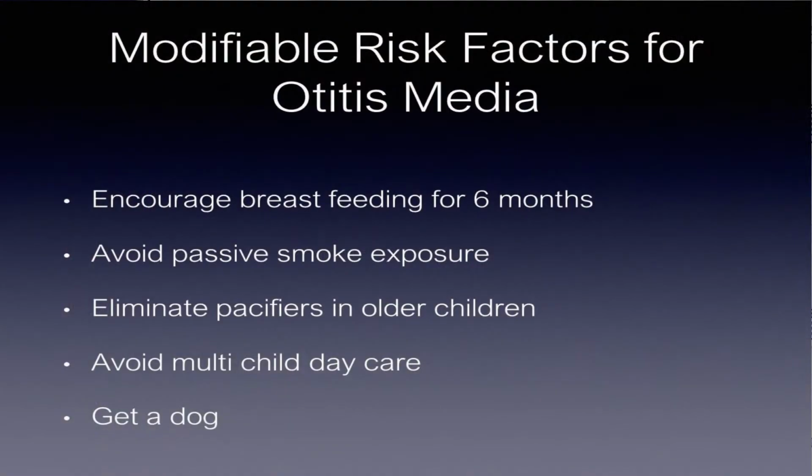Well, we encourage mothers to breastfeed for the first 6 months because there is passive immunity given to the infant. We need to encourage them to avoid any passive smoke exposure. There are two mechanisms whereby this causes increased ear infections. Number one, the toxins and chemicals in the smoke cause inflammation of the Eustachian tube and cause obstruction. Or the chemicals actually decrease the infant's immunity.